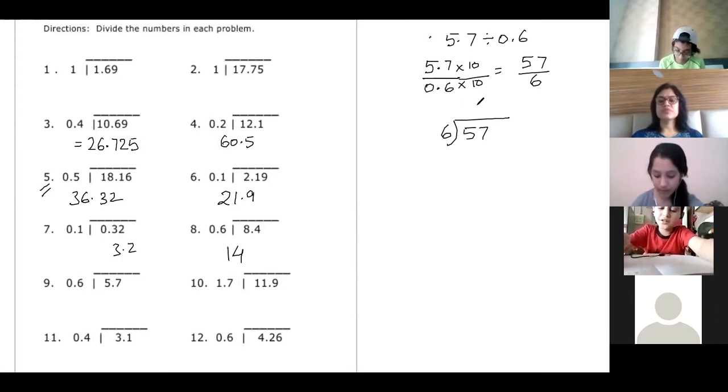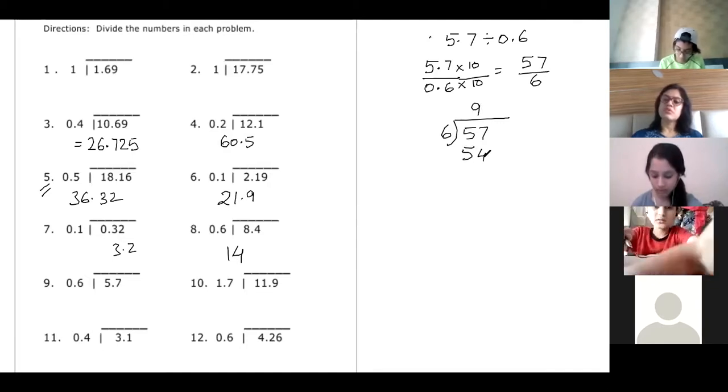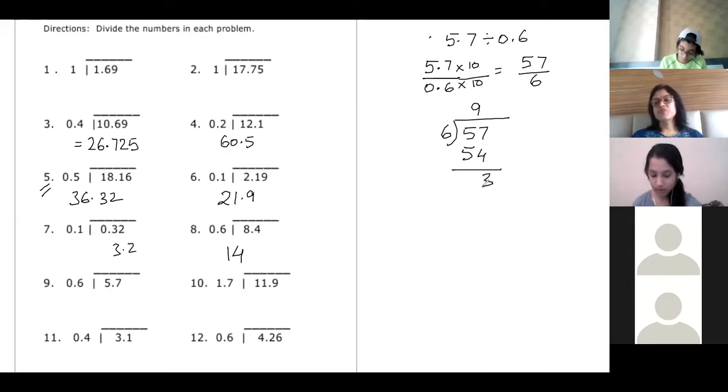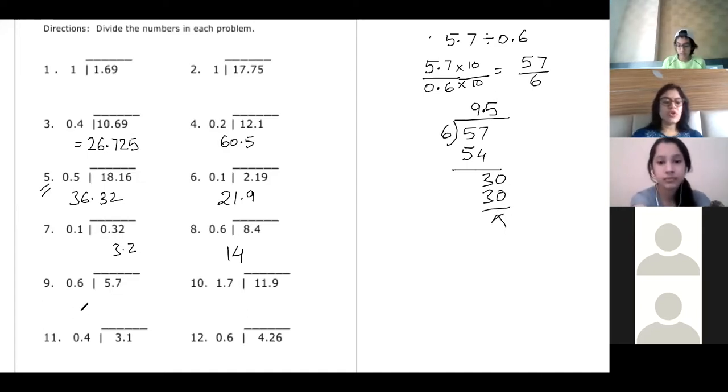Ma'am, 6 9s are 54. Yes. Then 3. Then what will happen? A 0, ma'am. And 6 5s are 30. No, but you have to put a decimal now. First 0 will come with the decimal. So the decimal, then 6 5s are 30. So the answer is 9.5. Ninth answer is 9.5.